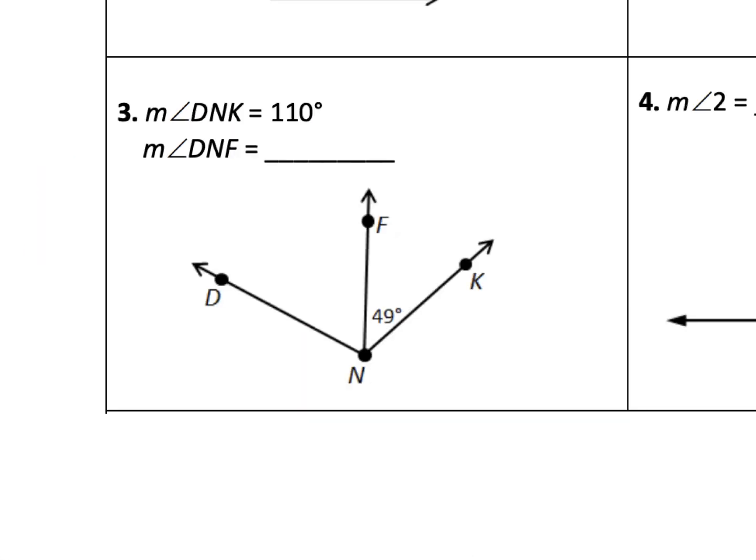Now here they tell us angle DNK. If it's helpful for you, highlight it so you can see it. That whole big thing equals 110. So if the little part in here is 49, then I need to subtract to find that. 110 minus the 49. So you should have gotten 61 degrees.